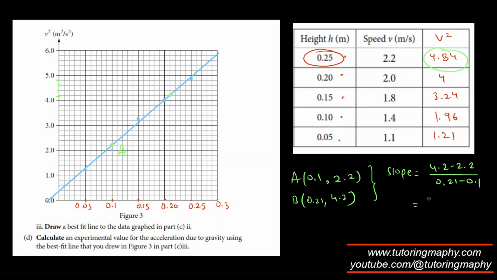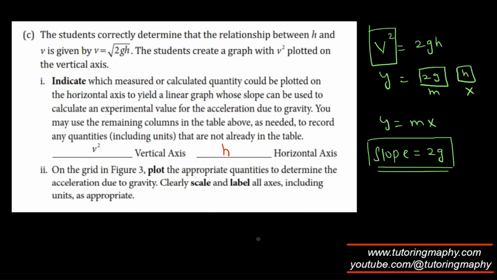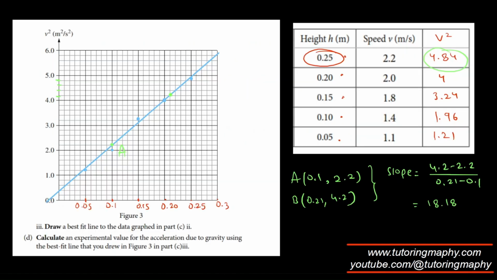Okay, let me quickly do this. It's 2 over 0.11. That's coming as 18.18. 18.18 over here. And then we are going to divide. And that's pretty much it, because like I said, slope is twice of g. So the g is going to be slope divided by 2. So that's 18 divided by 2, 9.09 meter per second square, which is a pretty decent value.